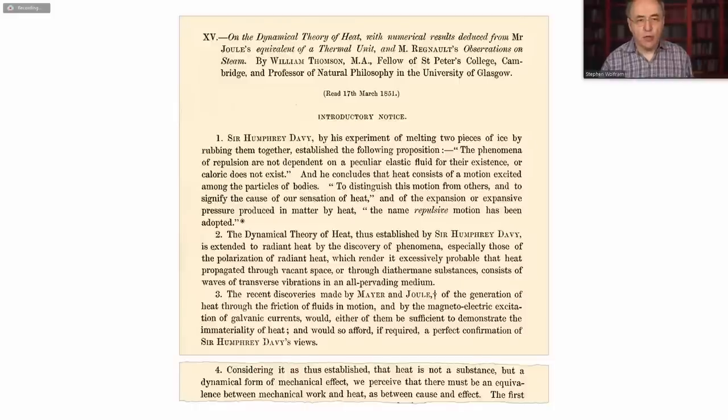Kelvin, who I think was being a little bit politicking, kind of, be nice to Humphry Davy at this point, was saying that Humphry Davy had established the following proposition: the phenomena of repulsion are not dependent on a particular elastic fluid for their existence, or caloric does not exist. He concludes that heat consists of motion excited among the particles of bodies. So he's attributing to Humphry Davy, I think not really quite correctly, the idea that heat consists of a motion excited among the particles of bodies.